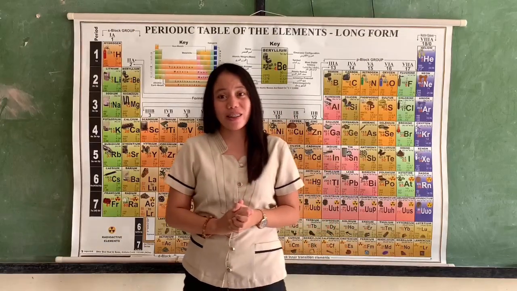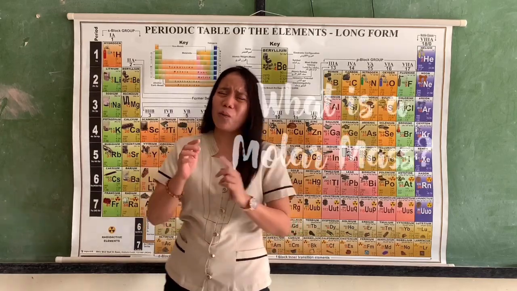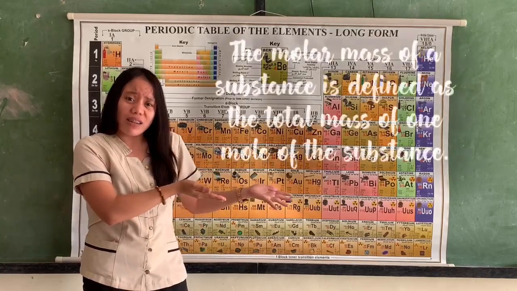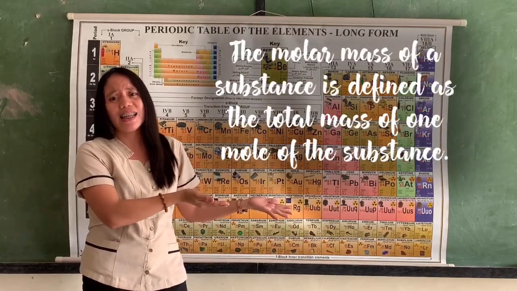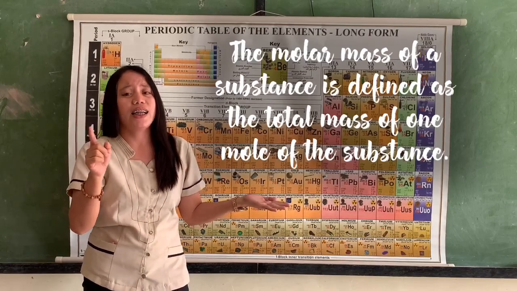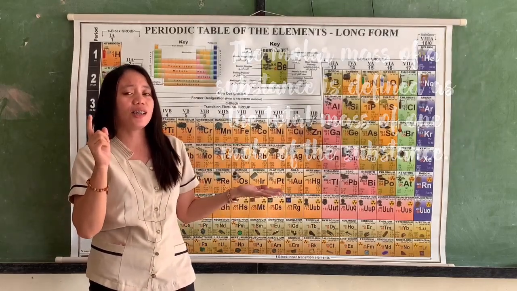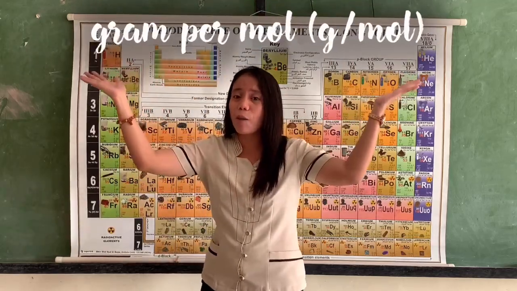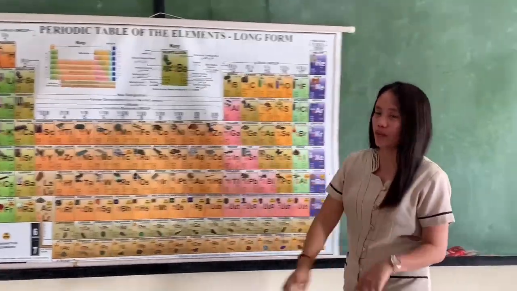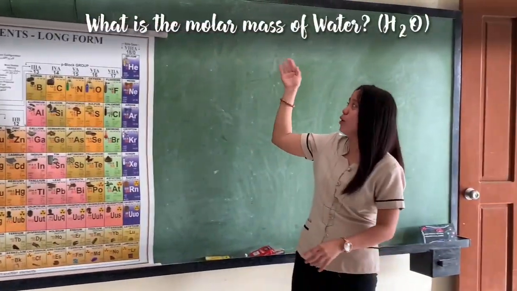Let's start with the molar mass. But what is a molar mass? A molar mass of a substance is defined as the total mass of 1 mole of a substance. It is often represented in terms of grams per mole. Let's try to solve this given problem. What is the molar mass of water?